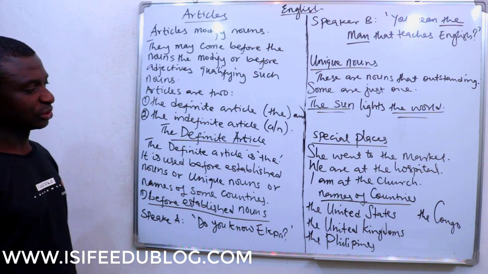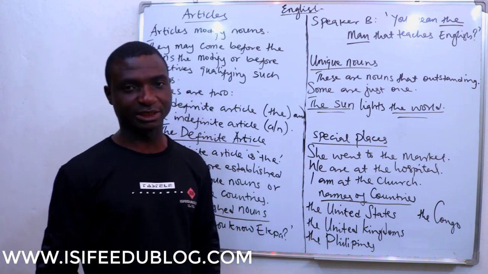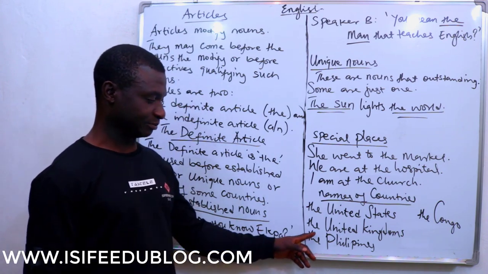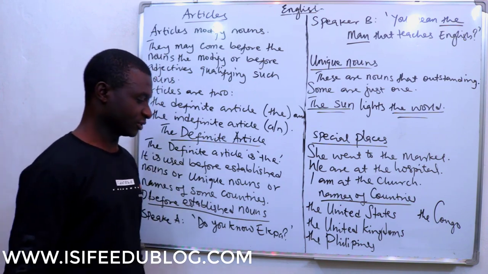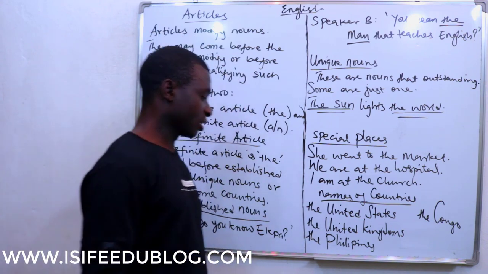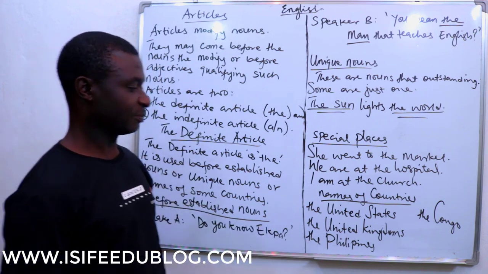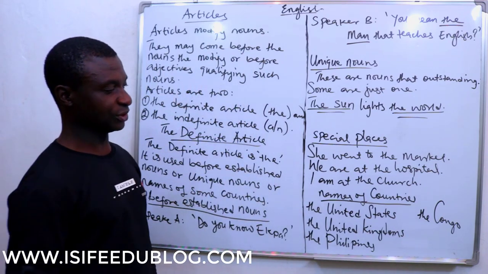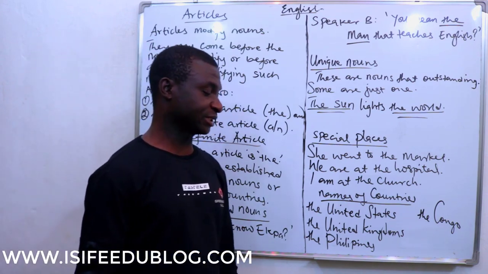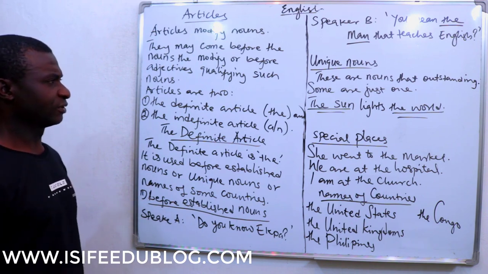It is also used before names of some countries. For instance, I live in the United States. The United States. We travel to the United Kingdom. United Kingdom of England, Wales, and all of that. Then, he is from the Philippines. The Philippines. I lived in the Congo for 2 years. There are other countries like that. The United Arab Emirates, and a couple of them like that. Take the for the names.